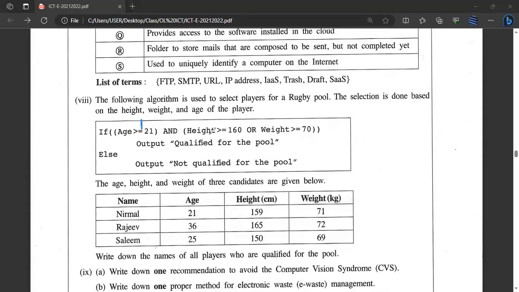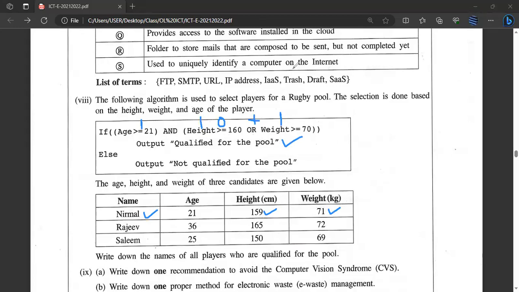And you need to check whether the height is greater than or equal to 160. So here the height is 159. It is not greater than 160, and at the same time it is not equal to 160. So here 0, and you need to check whether the weight is greater than or equal to 70. So here the weight is 71. 71 is greater than 70. Therefore, you are fulfilling that condition. So here 0 plus 1 means 1. Then 1 and 1, so 1, so the output will be what? Qualified for the pool. So Nirmal is qualified for the pool.